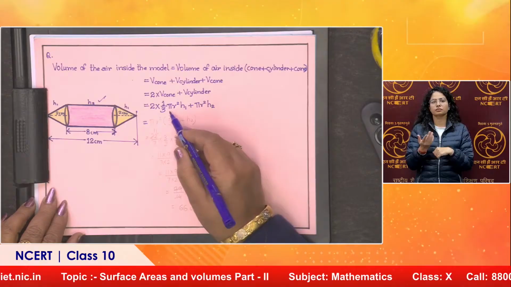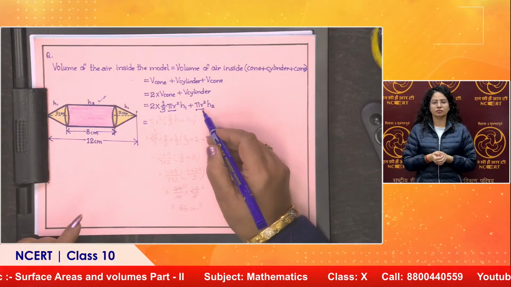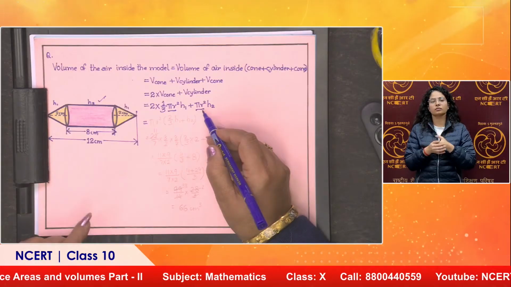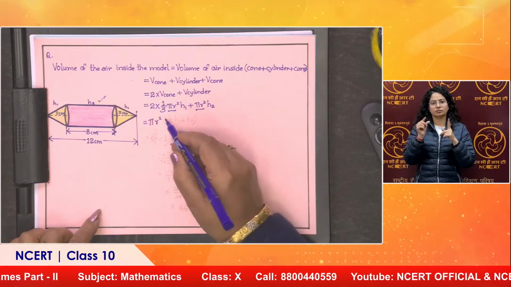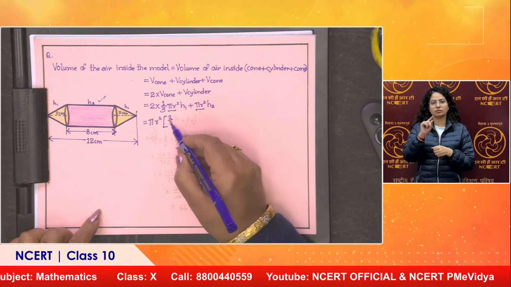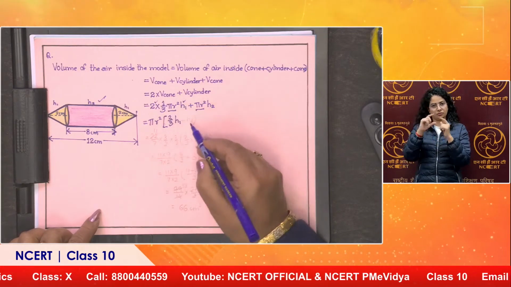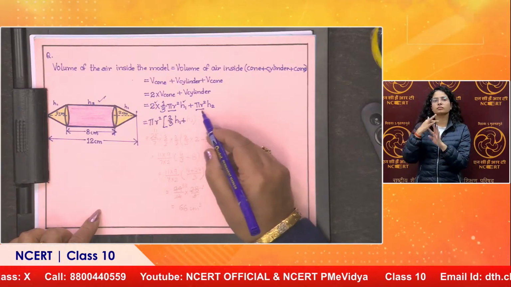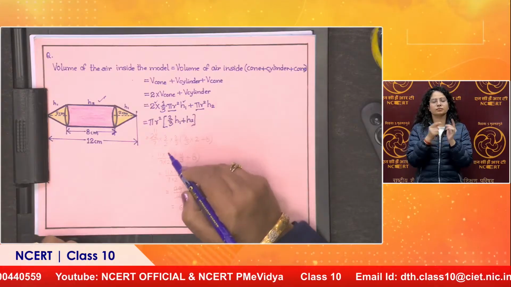Now let me calculate. Here what do I notice? As I told you, if you take out common, it becomes easy for us to calculate. So if I write down pi r square outside the brackets, look what is left inside. I am having 2 upon 3 into h1, agreed? Okay, plus here pi r square is outside. So what is left? Only h2. Okay.